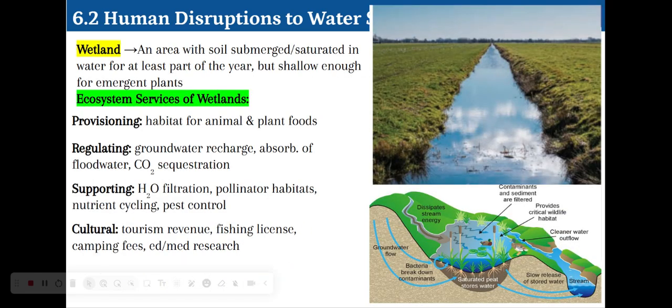Now, this is something called a wetland. A wetland is an area with soil submerged or saturated in water for at least part of the year, but shallow enough for emergent plants. And New Jersey actually is filled with wetlands, and they are one of the most productive terrestrial/aquatic habitats on Earth. And they're actually so important that when you want to build in New Jersey, you can't.